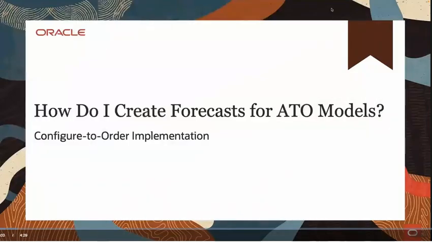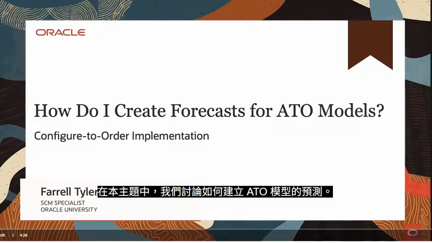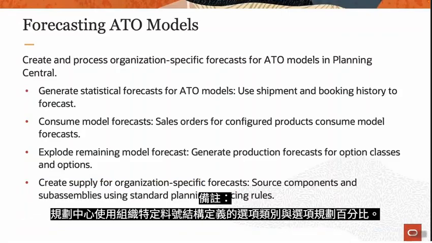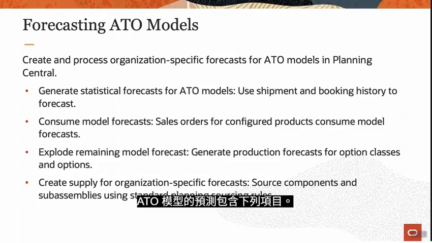In this topic, we discuss how to create forecasts for an ATO model. As a note, Planning Central uses planning percentages for option class and options from the organization-specific item structure definitions. Forecasting of ATO models includes the following.